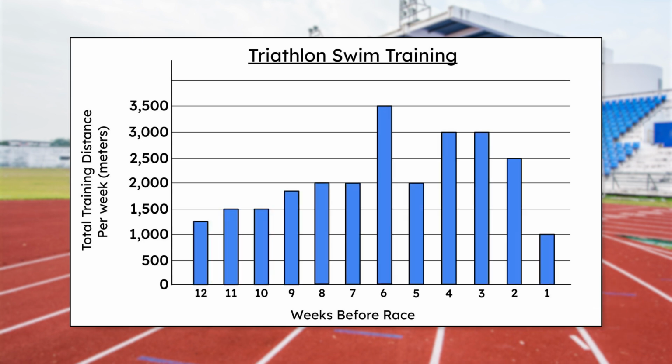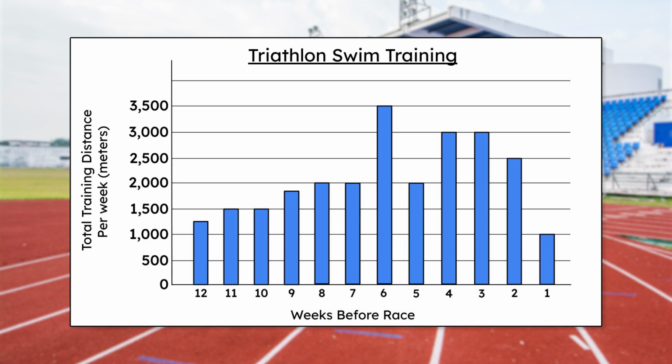Check that your graph matches the completed swim training bar graph shown. What is the most common training distance, or the mode, of this data set? 2,000 meters shows up 3 times, more than any other training distance, so it's the mode. Do you notice any patterns in the data?